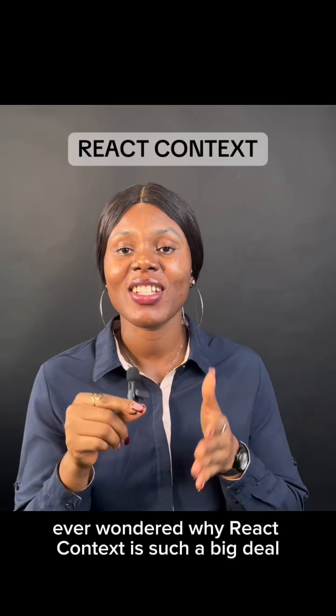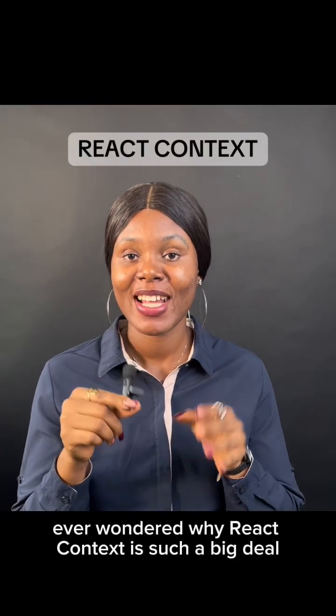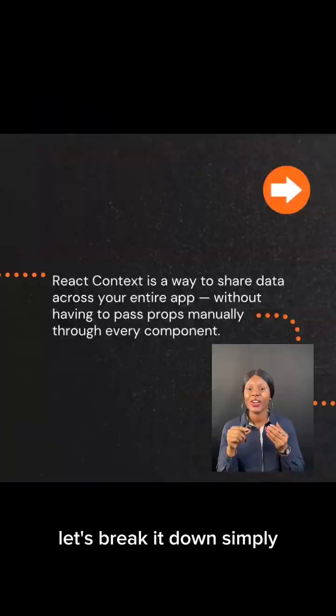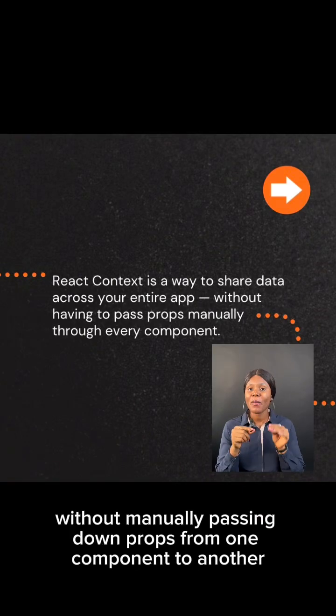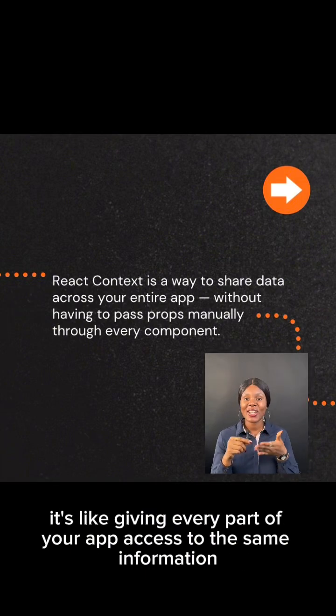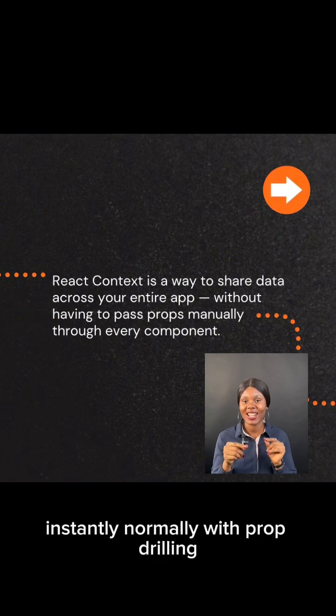Ever wondered why React context is such a big deal? Let's break it down simply. React context lets you share data across your whole app without manually passing down props from one component to another. It's like giving every part of your app access to the same information instantly.